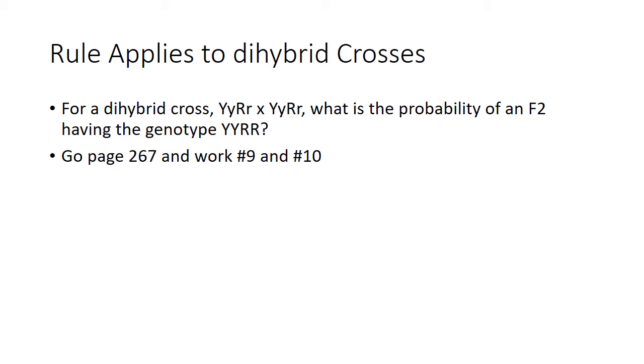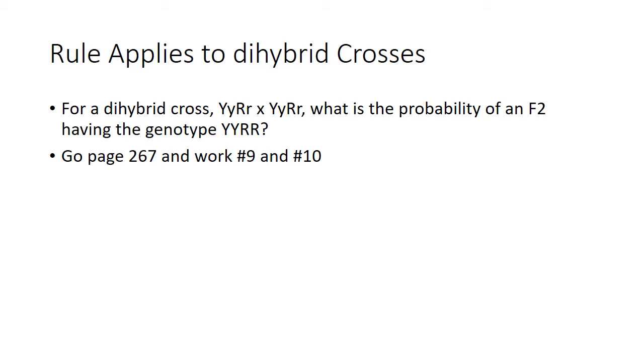The rule applying to dihybrid crosses. So for a dihybrid cross, we get a big Y, big R, little r. And that's going to say the same for both parents when we go to this particular example. And it's asking, what is the probability of an F2 having the genotype of big Y, little r, little r? Now, the biggest thing here when it comes to this one with the rule of multiplication is we are going to figure out what is the probability of each of these things having.